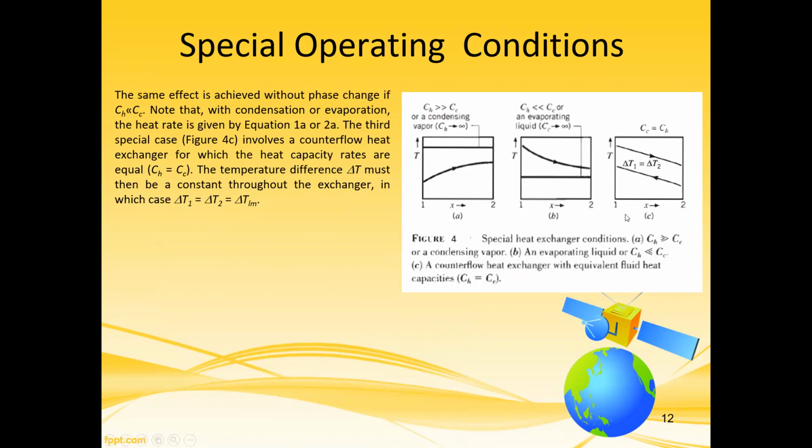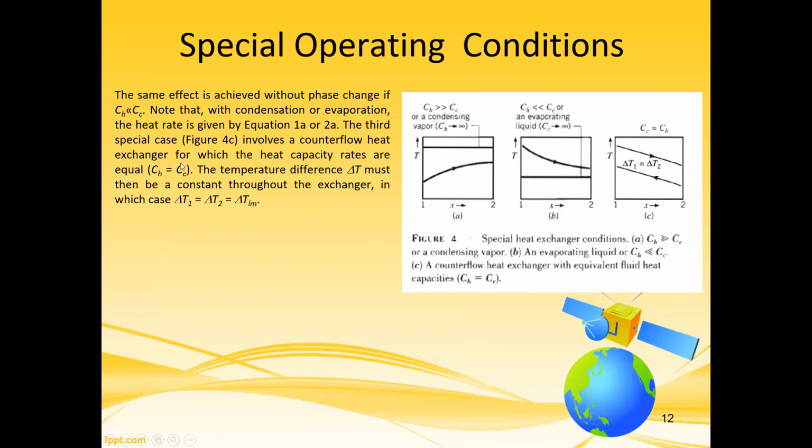Here, Cc is equal to Ch. The same effect is achieved without phase change if Ch is much greater than Cc. Now, note that with condensation or evaporation, the heat rate is given by equation 1a or 2a.